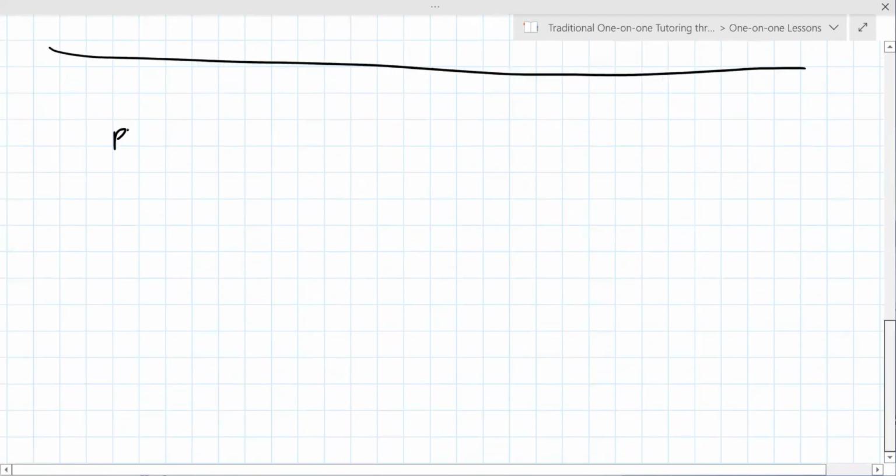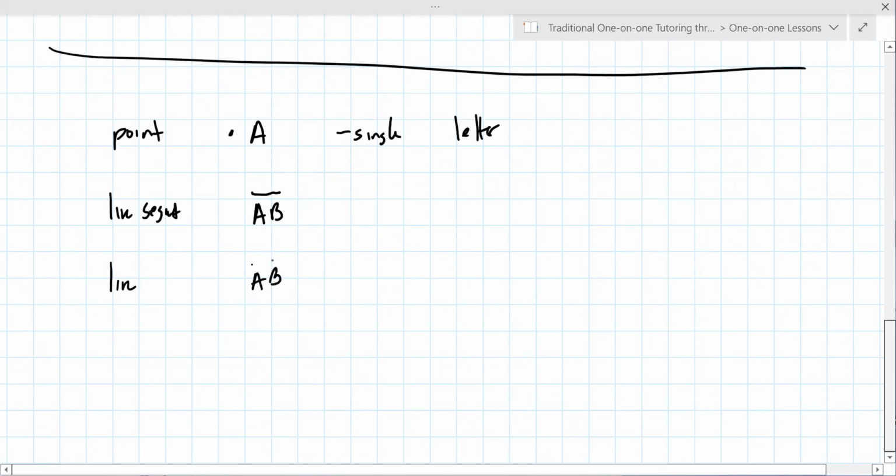So a point is generally labeled with a single letter. A line segment, two letters with a bar on top. A line, same two letters, but now it's got the arrows on both ends.